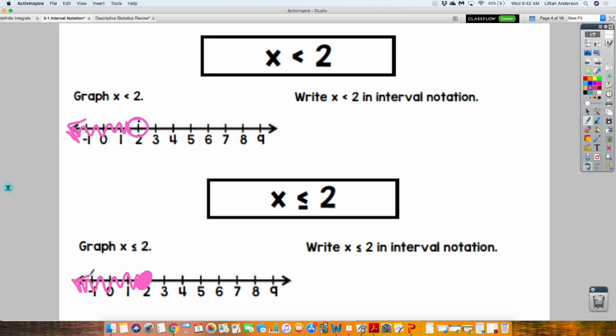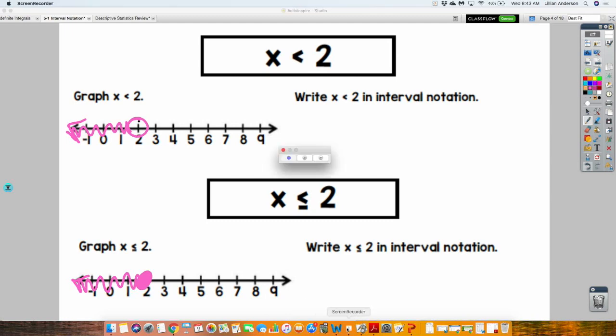Whenever there's an open circle, or it's just less than or greater than with no line, no equal to, you use a parenthesis. But if it is a closed circle, you will want to use a square bracket. Does it sound familiar? Maybe? No? This might be new to some of you. So again, without the line, it's going to be parentheses, but with the line, it's going to be a square bracket.